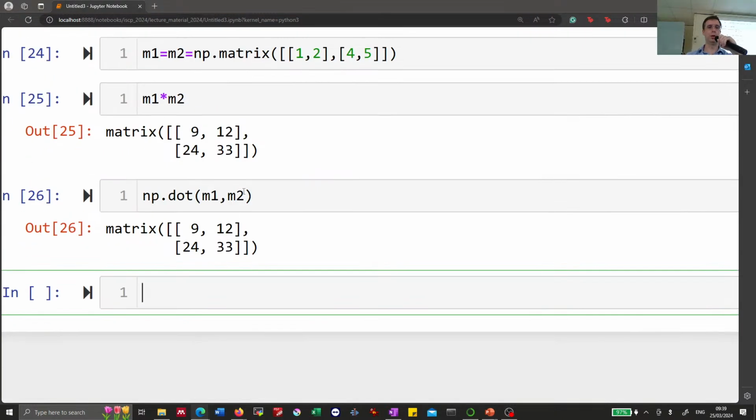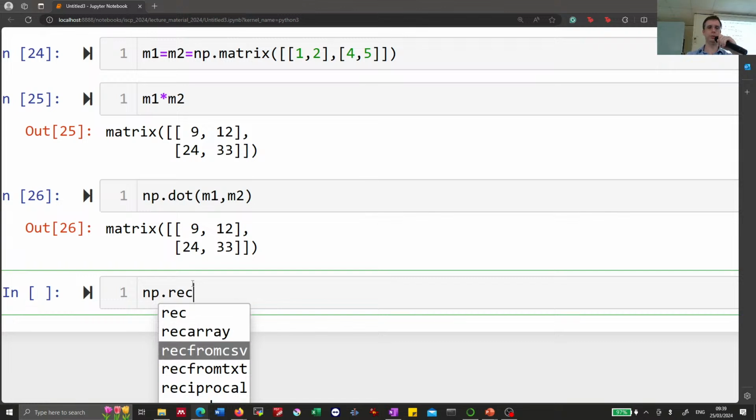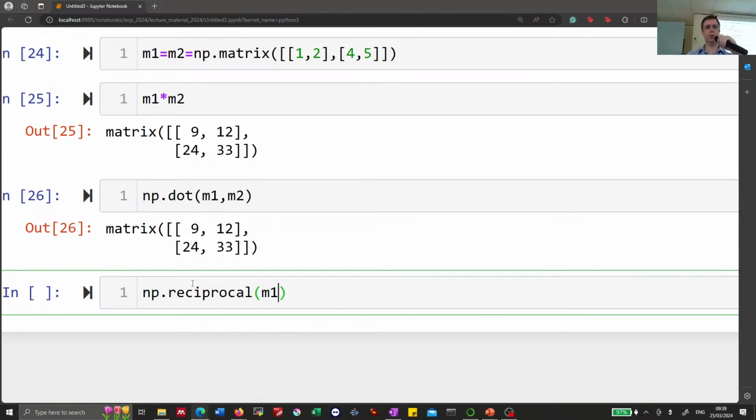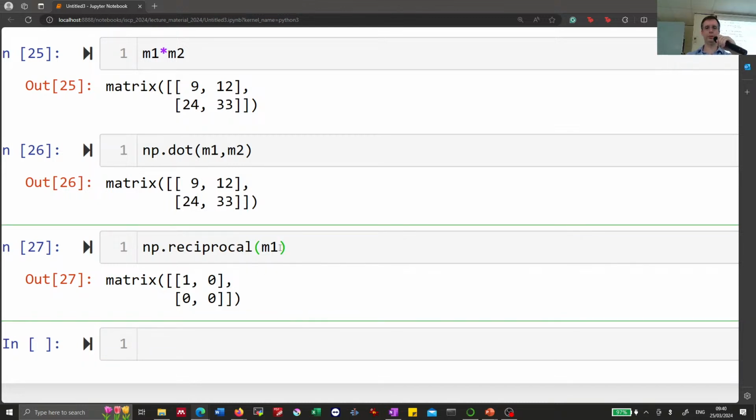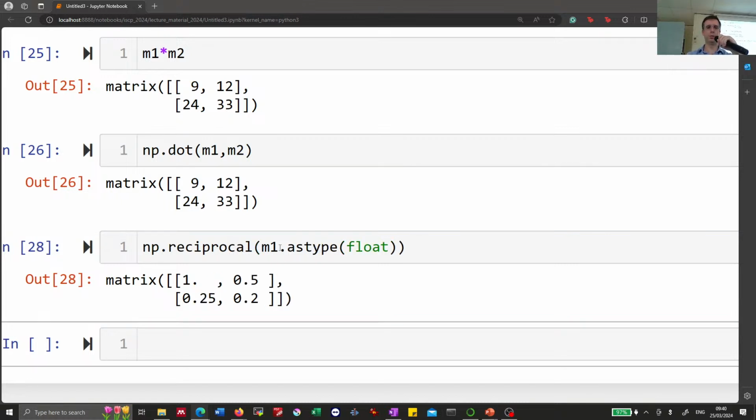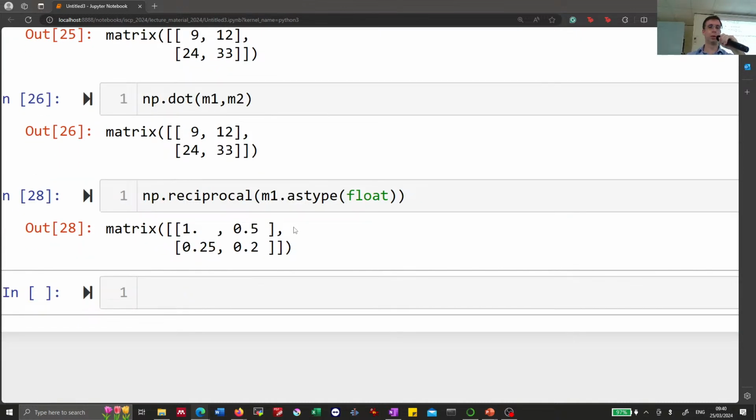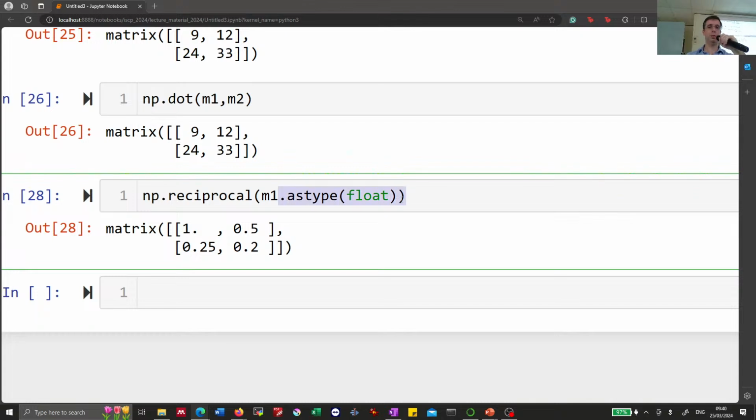We go over here. So what we have is numpy dot reciprocal, right? Numpy dot reciprocal. Yes, this one, and then M1 is what? 1, 0. How about astype float? Yeah, there we go. Did you see this? This is one of the.